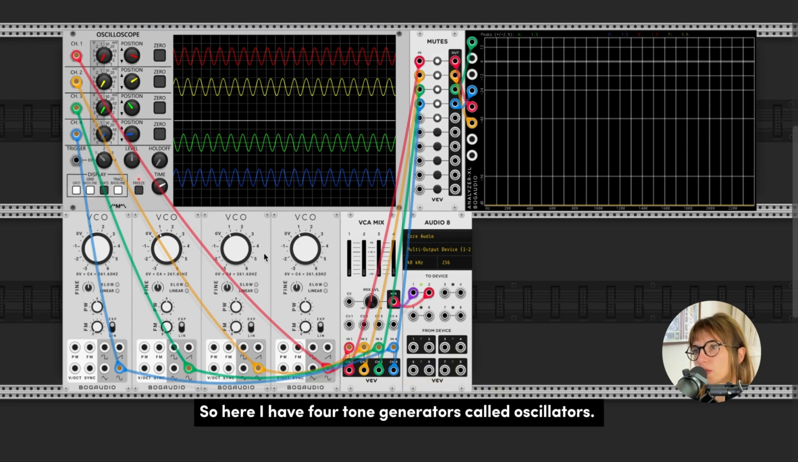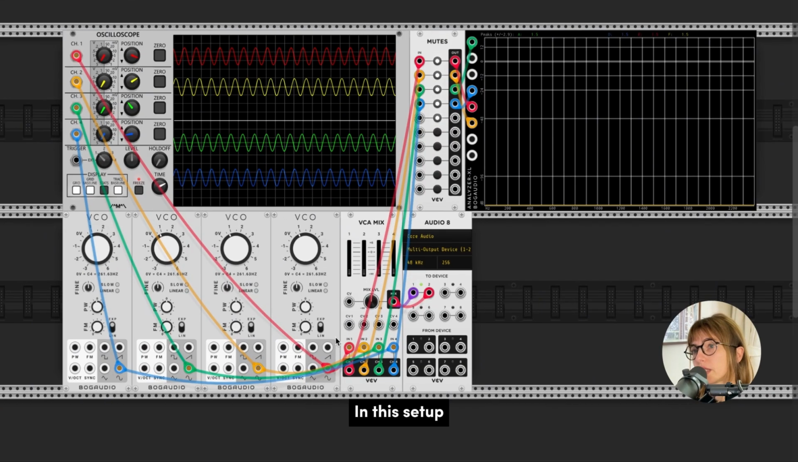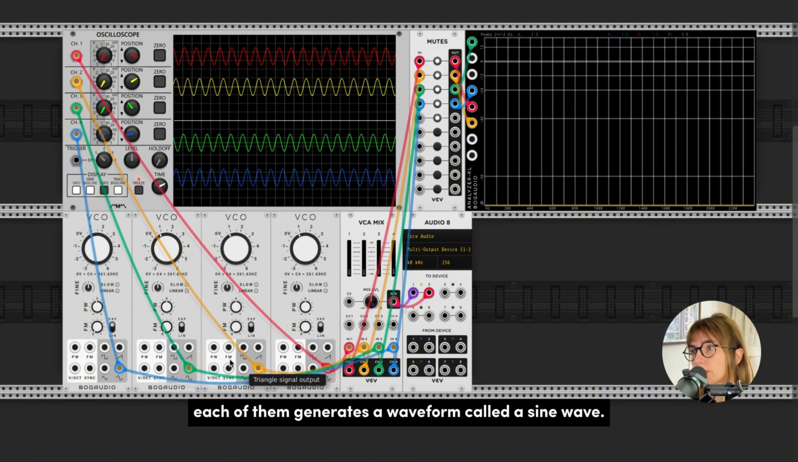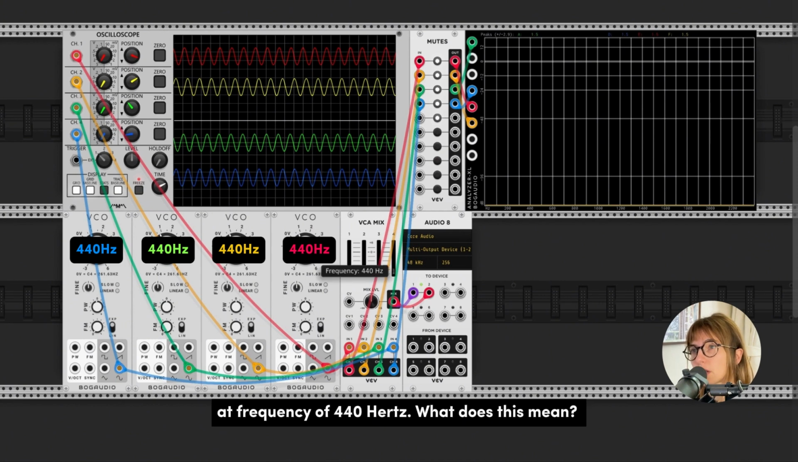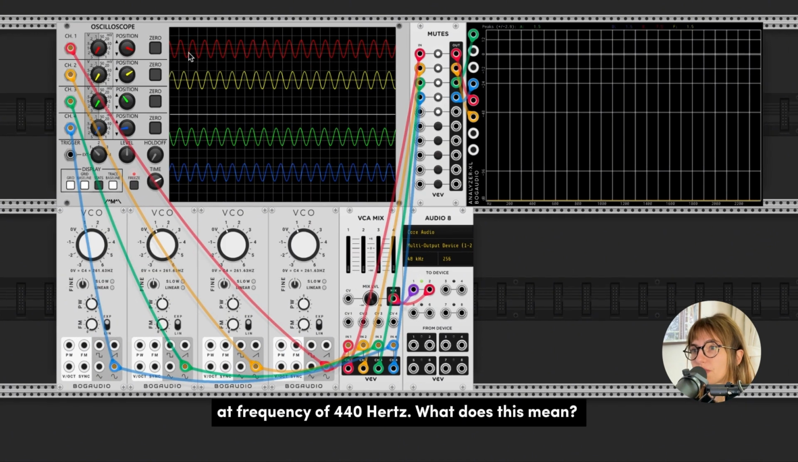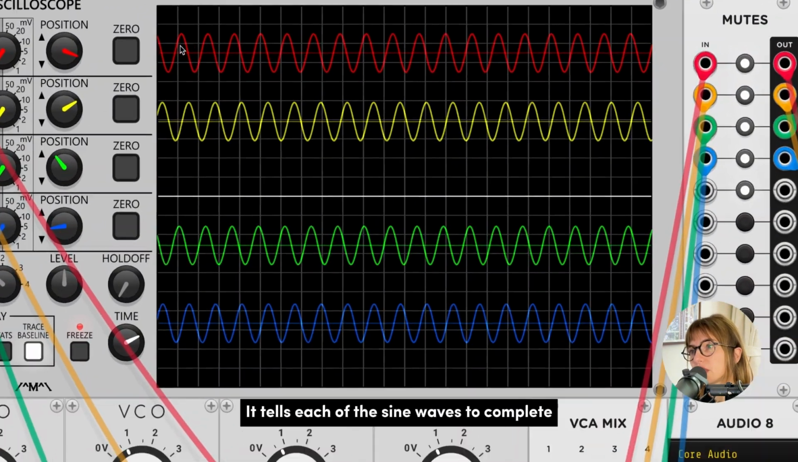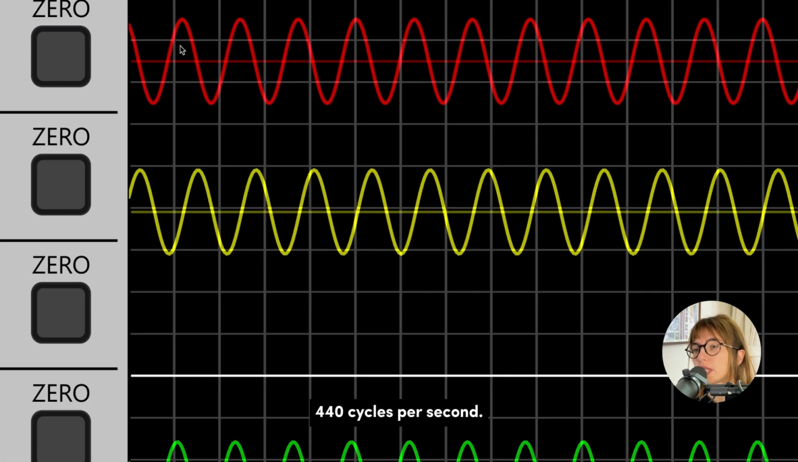So here I have 4 tone generators called oscillators. In this setup, each of them generates a waveform called a sine wave. Each oscillator is currently set at a frequency of 440 Hz. What does this mean? It tells each of the sine waves to complete 440 cycles per second.